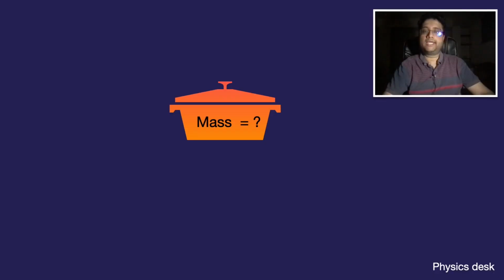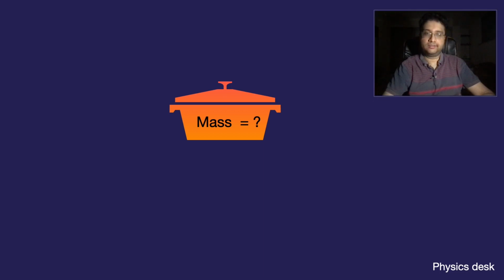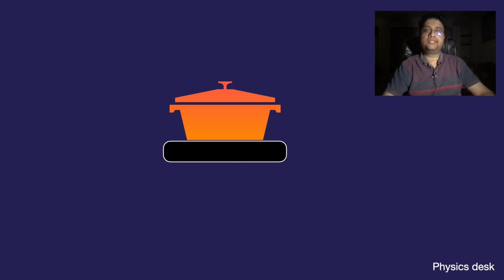Suppose I give you an object and ask you to find its mass. What would you do? Well, the first thing that would come to your mind would be to use a weighing machine. This machine will give you some reading, say 5 kg. This reading is actually the weight of the object, but not its mass.